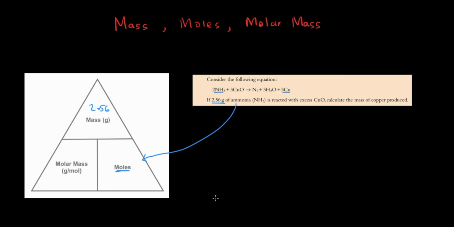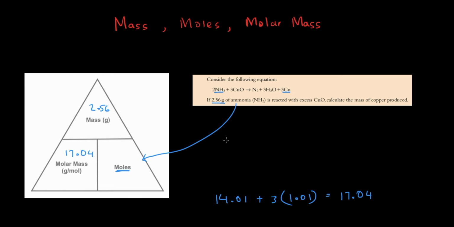So nitrogen has a molar mass of 14.01 and hydrogen has a molar mass of 1.01. Since there are 3 hydrogens, we multiply the molar mass of hydrogen by 3. This will give us 17.04, and that is the molar mass of ammonia. Make sure not to multiply the molar mass of NH3 by 2 just because there's a 2 in front of NH3. That would be incorrect.